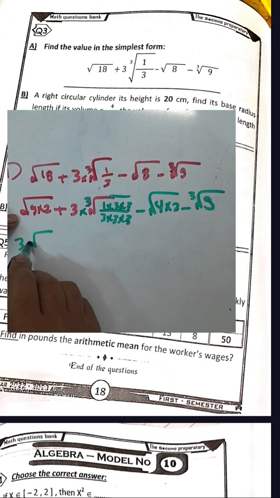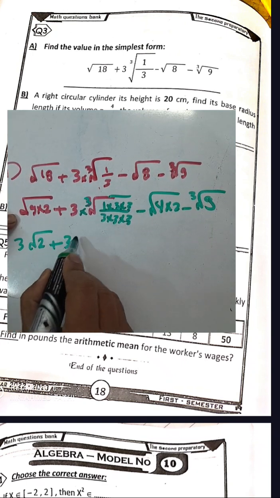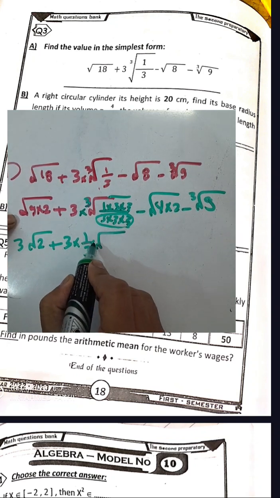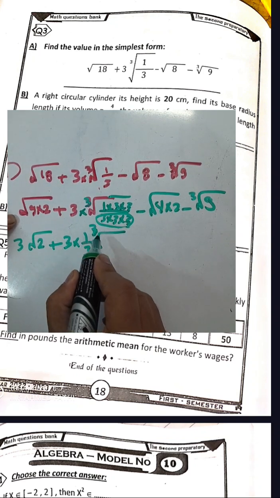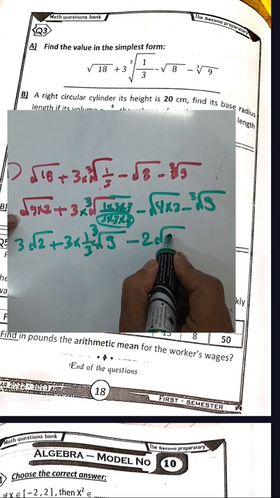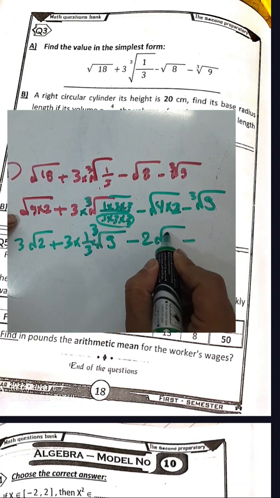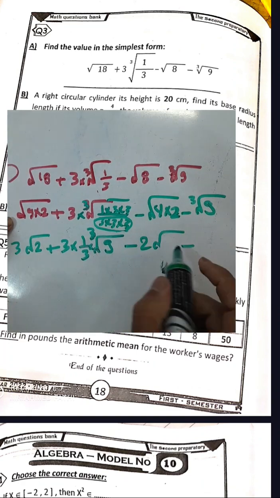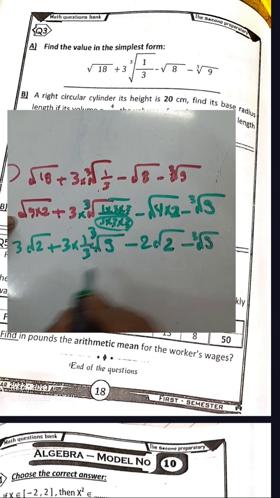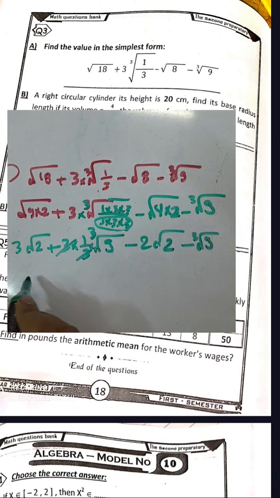And then write 3 root 2. Write 3 times 3 over 3. It will be cubic root of 3 because 3 rises in the numerator. And here cubic root of 3 times 3 equals 9. Square root of 4 equals 2, square root of 2. Subtract cubic root of 9. 3 divided by 3 is 1.